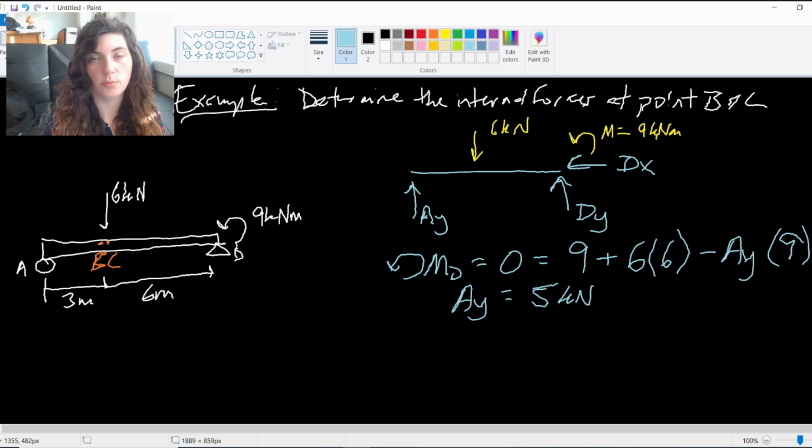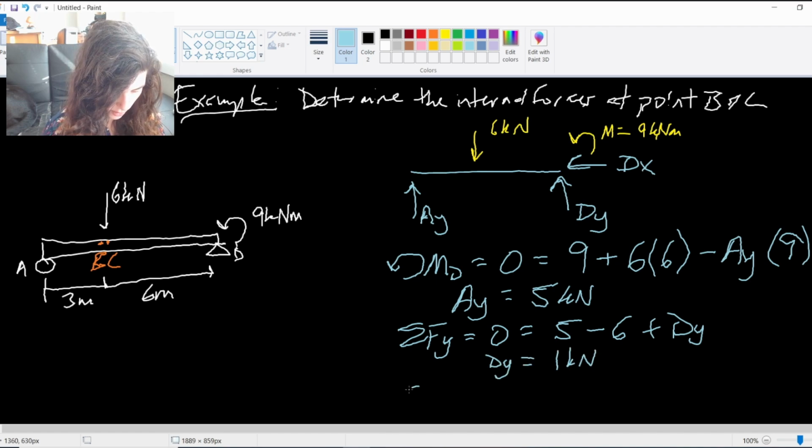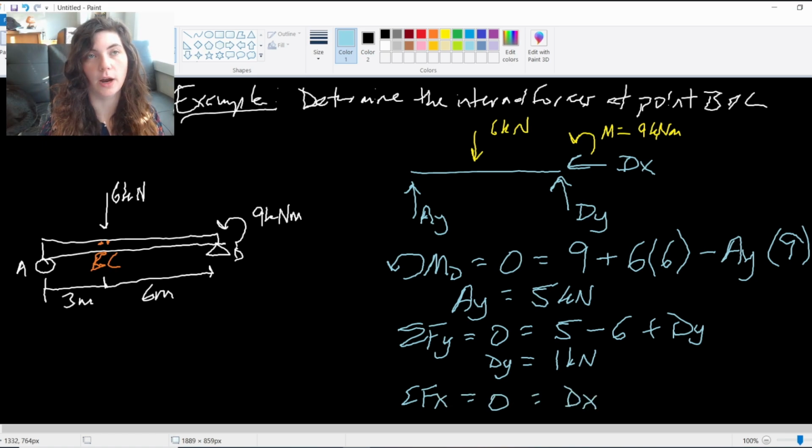And then of course I can set up my other two equilibrium equations. So my sum of forces in the y direction equals 0. Going to be my Ay is 5 minus the applied 6 plus Dy. So my Dy reaction is going to be 1 kilonewton. And then of course by inspection I can just see that Dx would be 0. No other applied x forces, so Dx is 0.